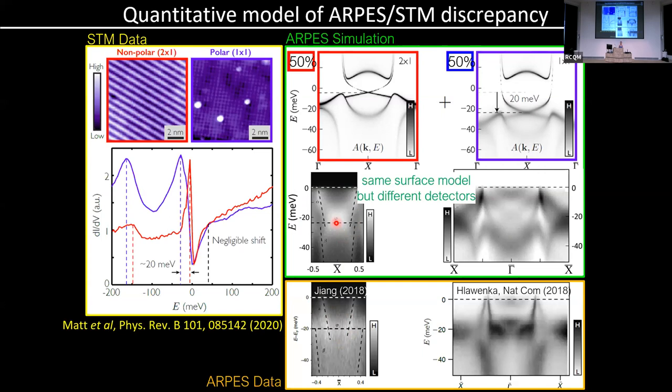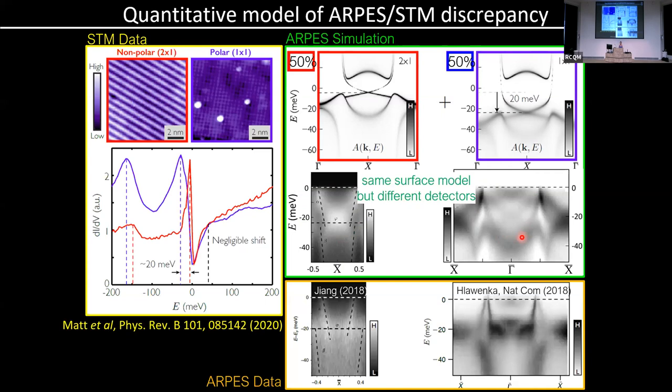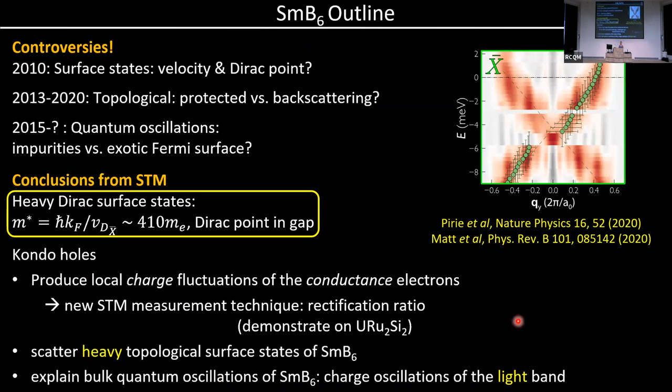And then with a different set of parameters here, you can see slightly different temperature, slightly different energy resolution, slightly different momentum resolution, ARPES can see an entirely different thing. This is our simulation, and this is the data. So I think this really explains why STM is able to see these very heavy Dirac cones with a Dirac point in the gap. And it's harder for a technique that doesn't have the spatial resolution to distinguish between these different terminations. Okay, so I think we've resolved this question. We have heavy Dirac states, the heaviest ever seen, effectively 400 times the mass of the electron.